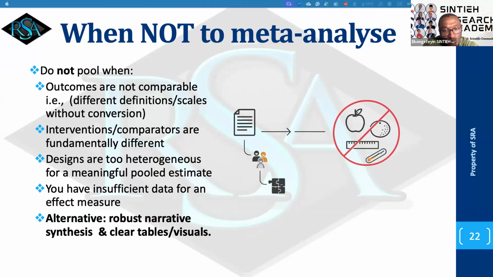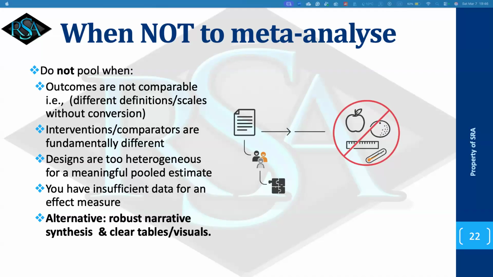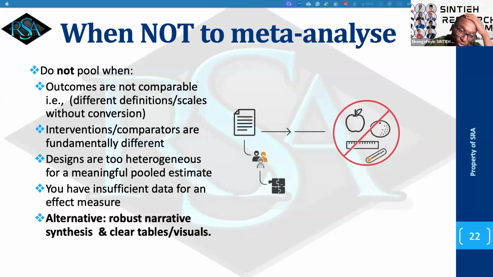One, outcomes are not comparable, that is, different definitions, scale without conversions. Two, interventions slash comparators are fundamentally different. Three, study designs are too heterogeneous for a meaningful pooled estimate. Four, you have insufficient data for an effect measure. And five, alternative: robust narrative synthesis and clear tables slash visuals. Good. Thank you very much. So if you have any of these, then go back to a narrative review.